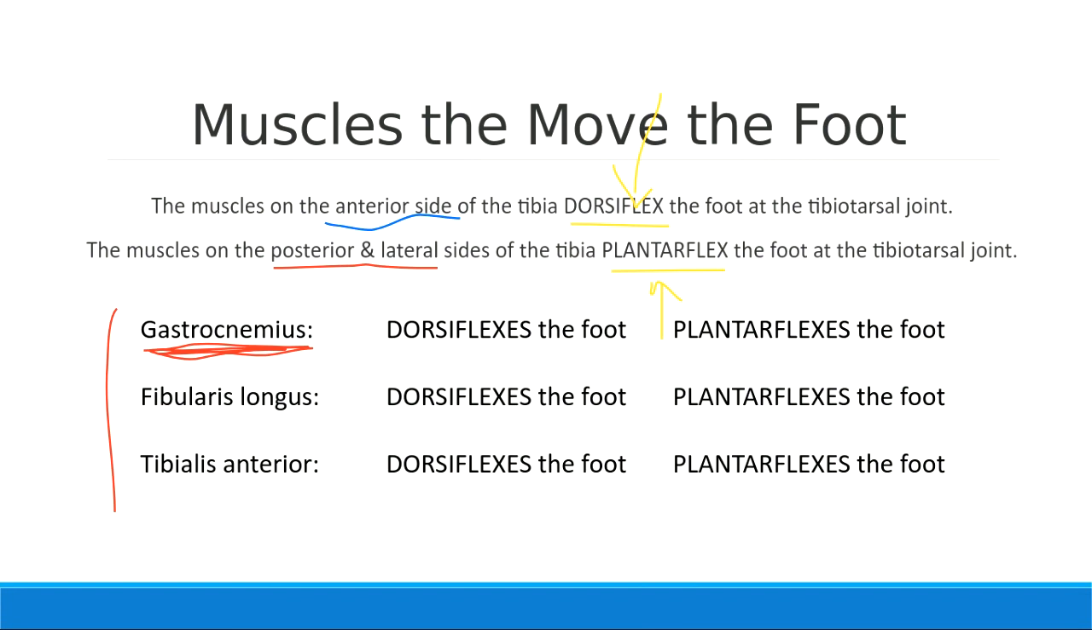We'll show off gastrocnemius. So gastrocnemius very much lives on the backside. Because it lives on the backside, we can predict.